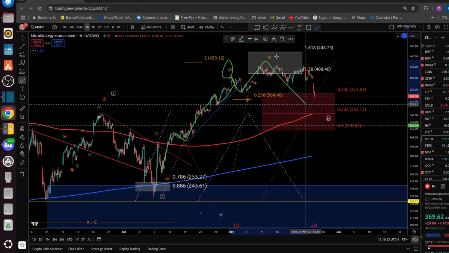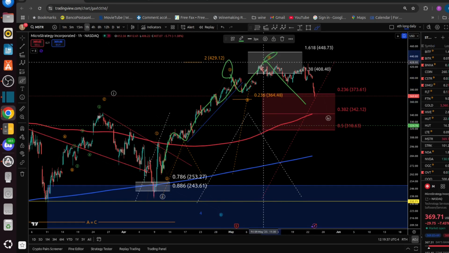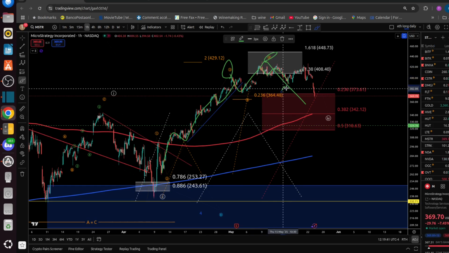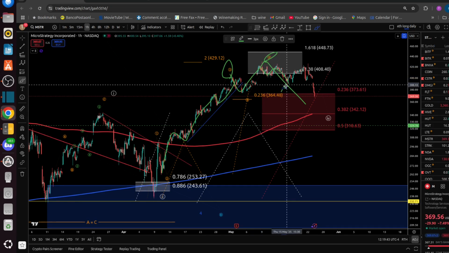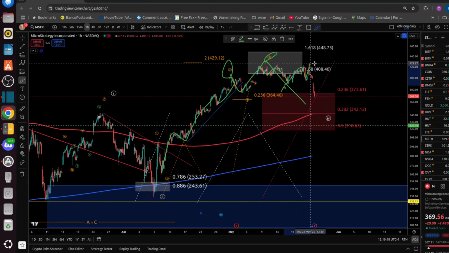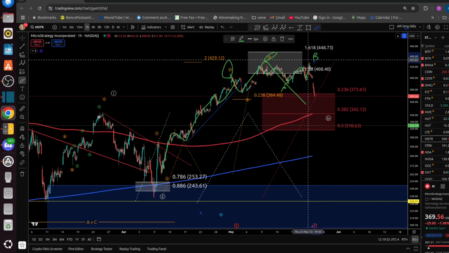Very possible. Or this is the top of the fifth wave, and we did an A, B, C for the wave A, and we kind of made an A, B, C for the wave B. And now we're going lower.